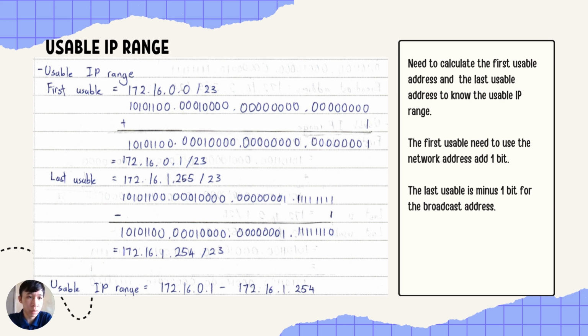For the usable IP range, we need to calculate the first usable address and the last usable address. For the first usable, we take the network address, convert it into binary, and add 1 bit. For the last usable, we take the broadcast address, convert it to binary, and subtract 1 bit. So the usable IP range for this subnet is 172.16.0.1 until 172.16.1.254.